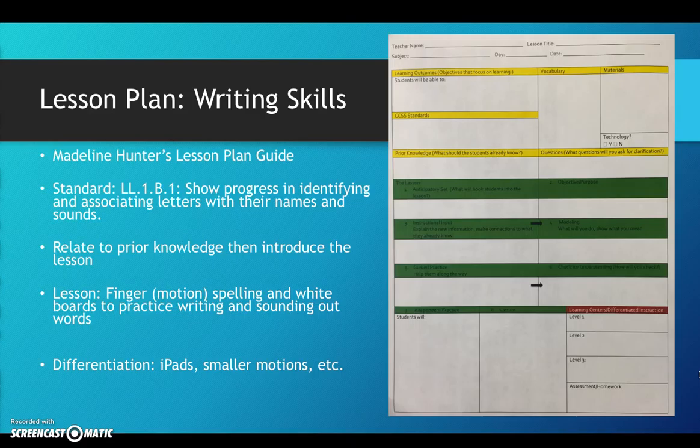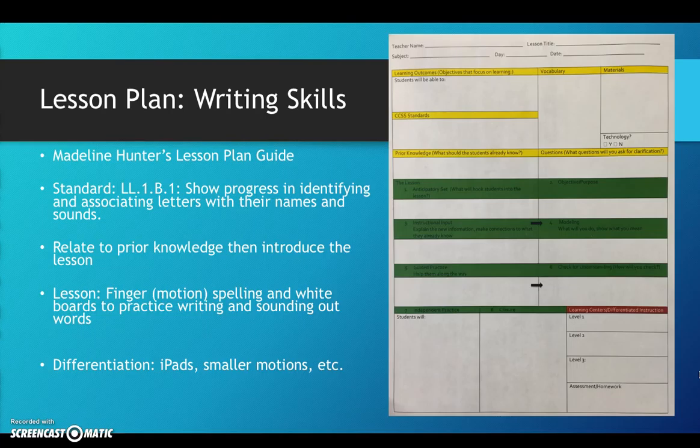Lesson plan for writing skills. This is again the Madeline Hunter's lesson plan guide. I use standard LL1B1: show progress in identifying and associating letters with their names and sounds. I'm going to relate this back to prior knowledge, then introduce a lesson.